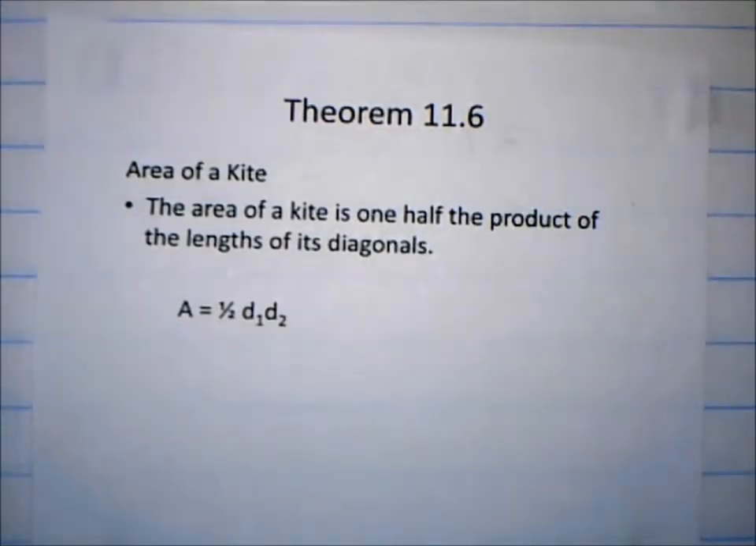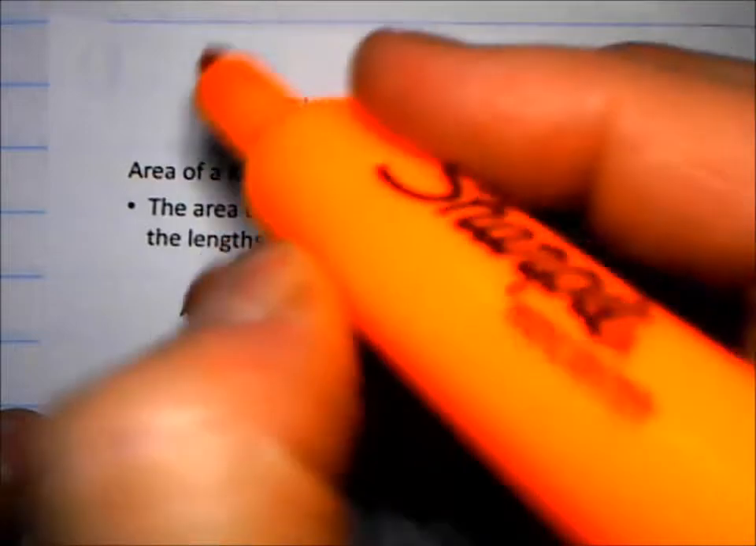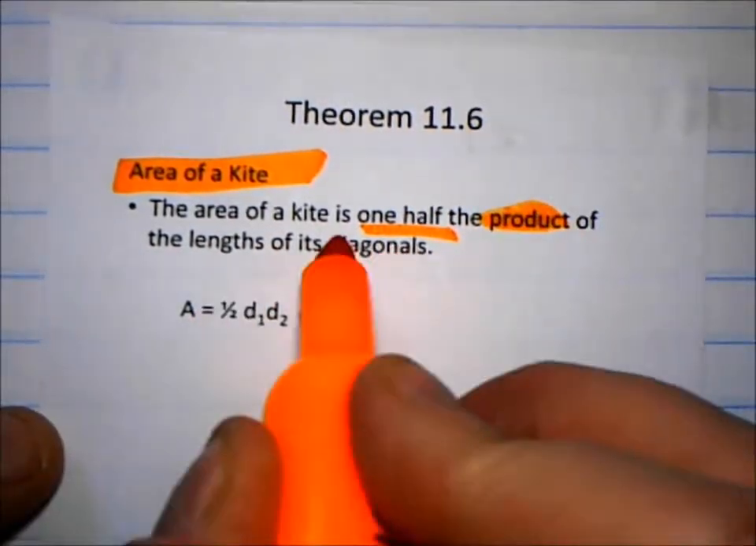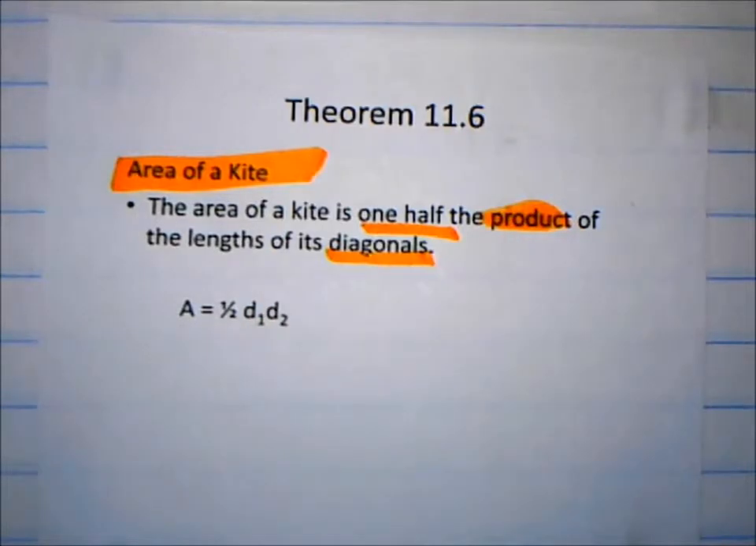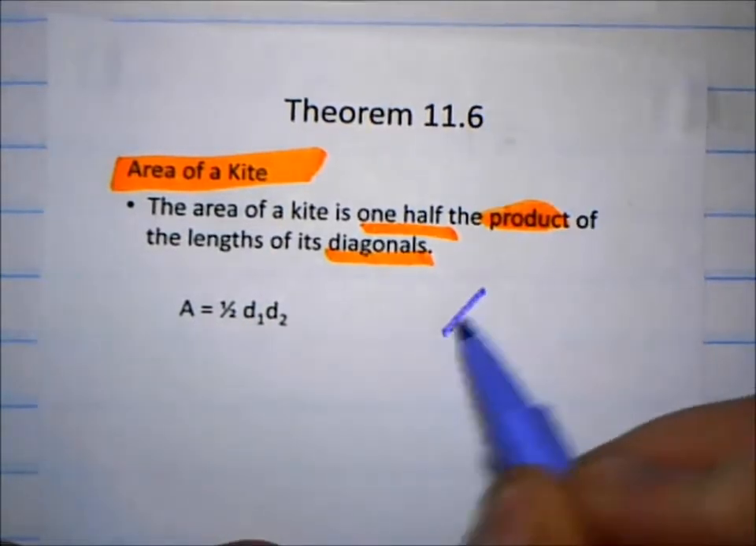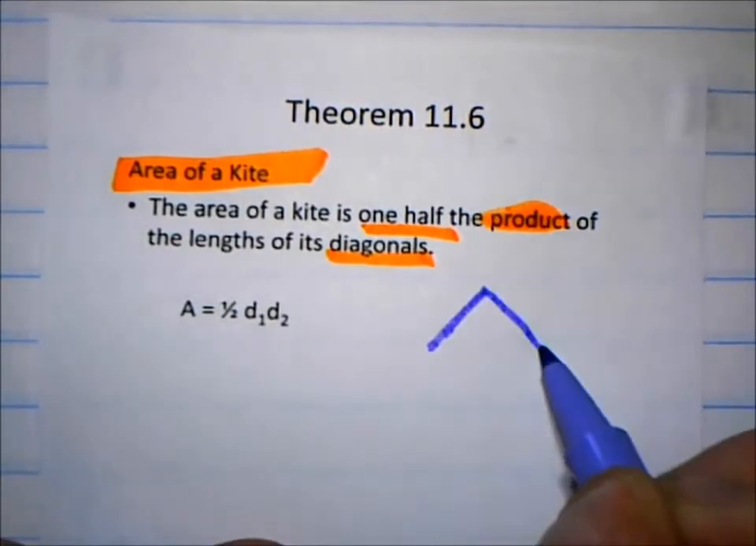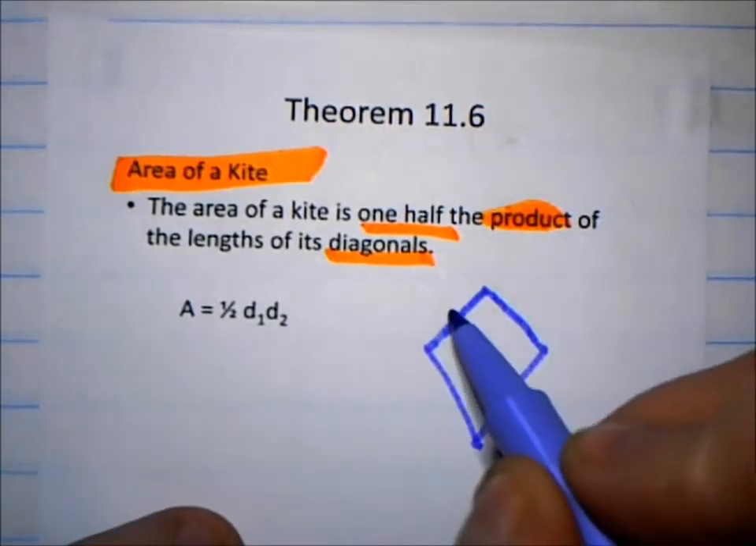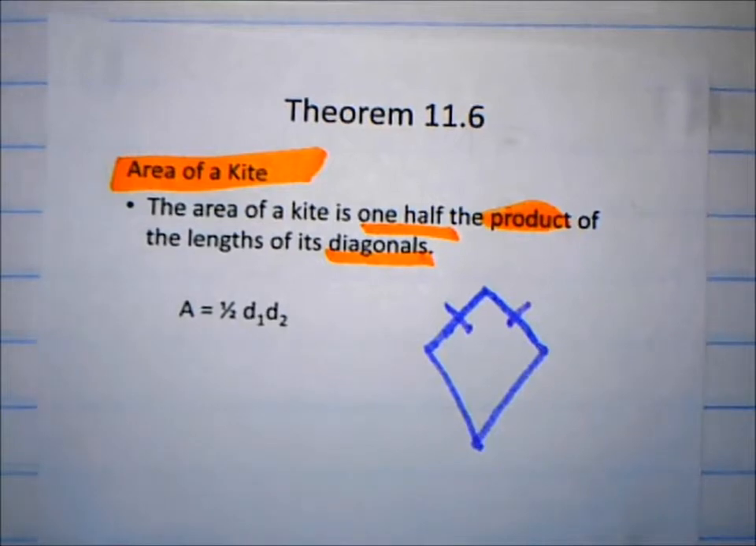Theorem 11.6 is dealing with the kite. Here it's one half the product of the diagonals, just like the previous one, but this time the shape is a kite. Okay, remember on a kite, two sides are congruent.